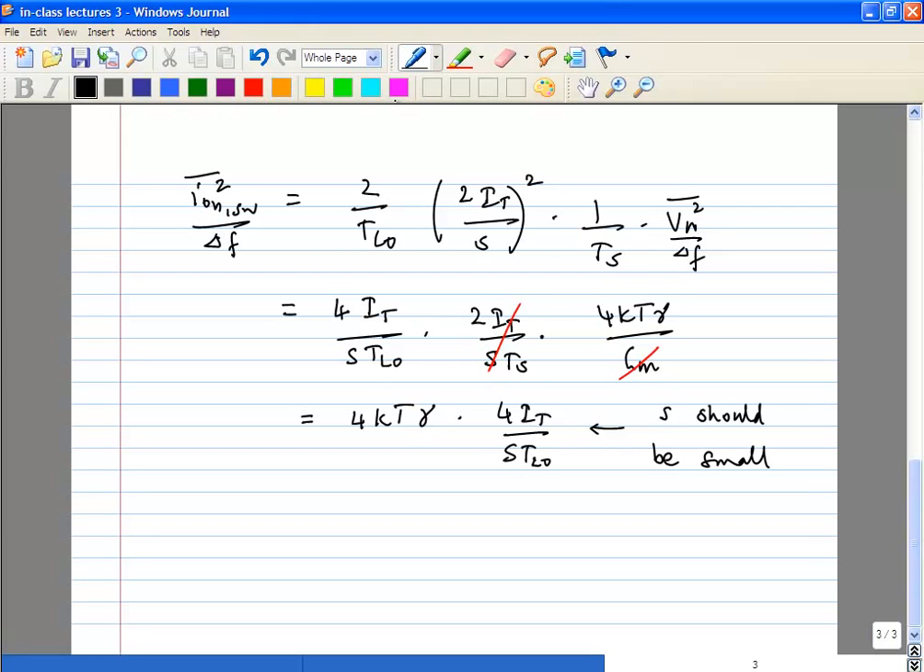And remember from last class that you did want S to be large as far as linearity was concerned, because you had that CGS mismatch between the two differential paths. So that is definitely one colliding factor between noise and linearity.